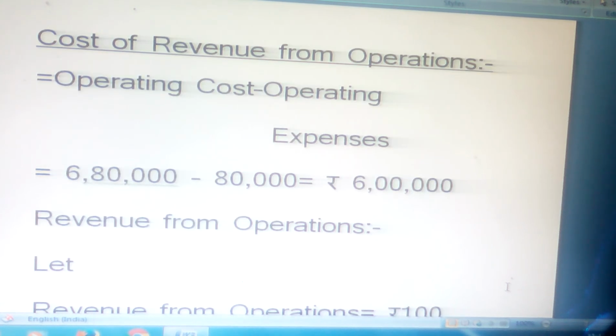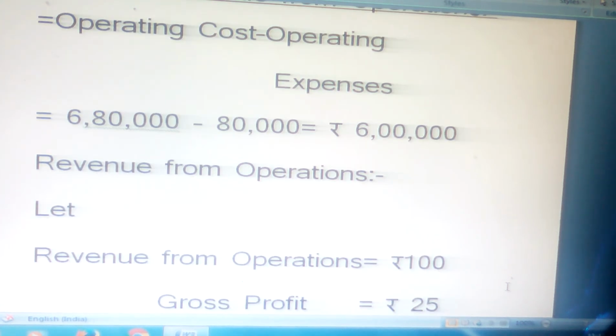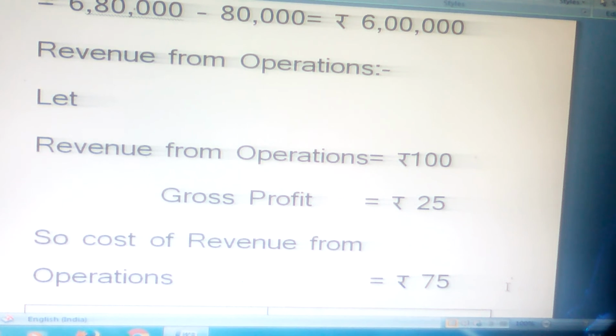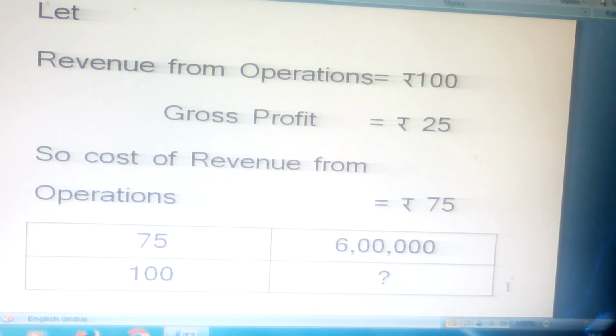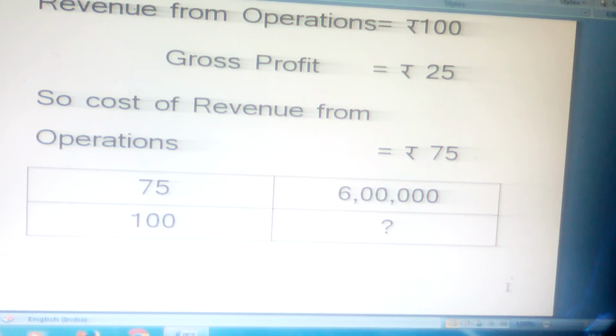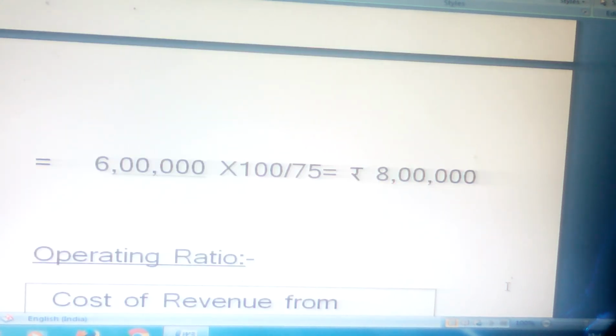So what is our revenue from operations? In the same manner, they have given gross profit 25%. So revenue from operations is 100, gross profit 25, so naturally cost of revenue from operations is 75. That is 100 minus gross profit 25. So our 75% is 6 lakhs, which is what they have given. What is our 100%? We do the cross multiplication: 6 lakhs into 100 divided by 75, we get revenue from operations 8 lakhs.